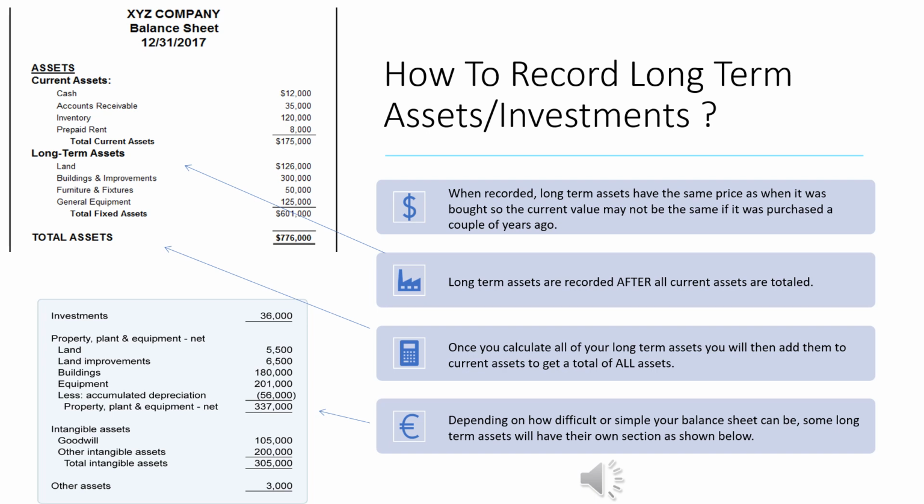How to record long-term assets. When recorded, long-term assets have the same price as when they were bought, so the current value may not be the same as if it was purchased a couple of years ago. Long-term assets are recorded after all current assets are totaled. Once you calculate all of your long-term assets, you will then add them to current assets to get a total of all assets. Depending on how difficult or simple your balance sheet is, some long-term assets will have their own section as shown below.